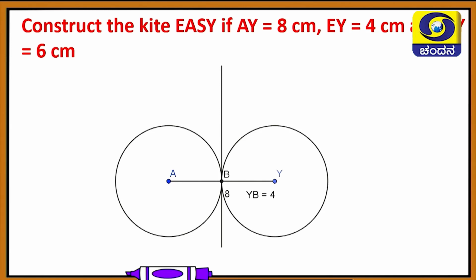I am bisecting that one, taking 4 centimeter as radius, I am drawing 2 circles. Observe here, children. So now we know AB is equal to 4 centimeter, YB is equal to 4 centimeter because AY is 8 centimeter what they have given, children. Now I know the bisecting point also, that is point B here, children. So now EY, what they have given? EY as 4 centimeter and SY as 6 centimeter here, children. Observe this carefully.